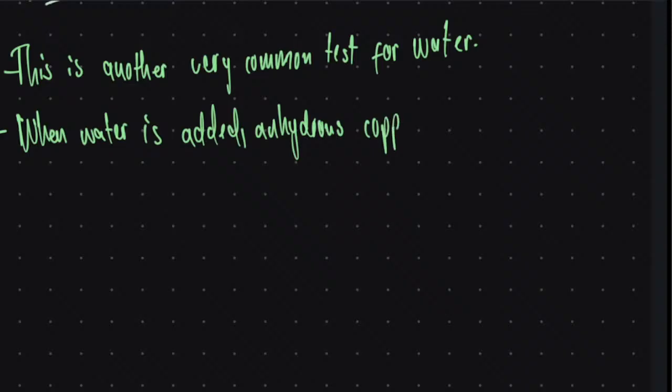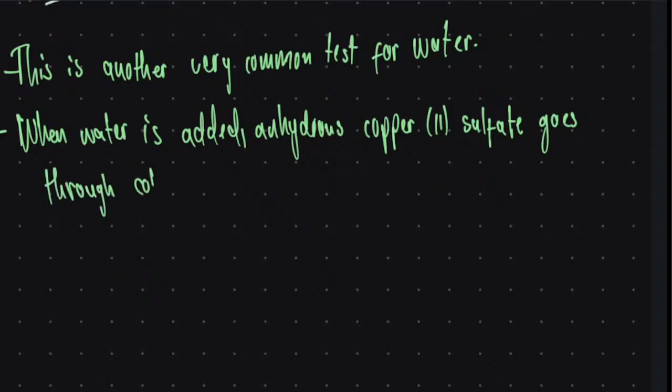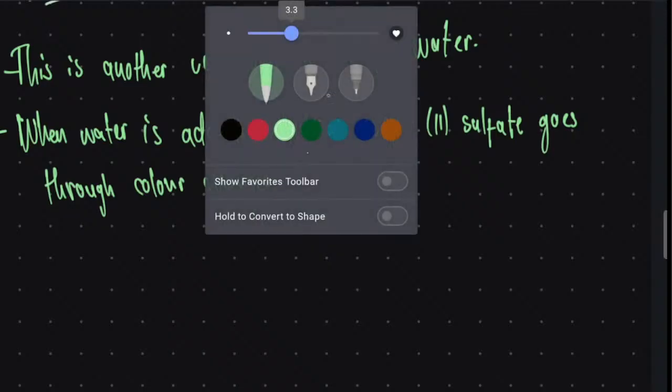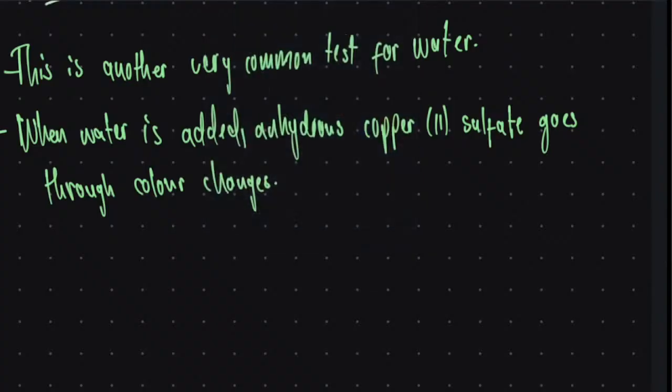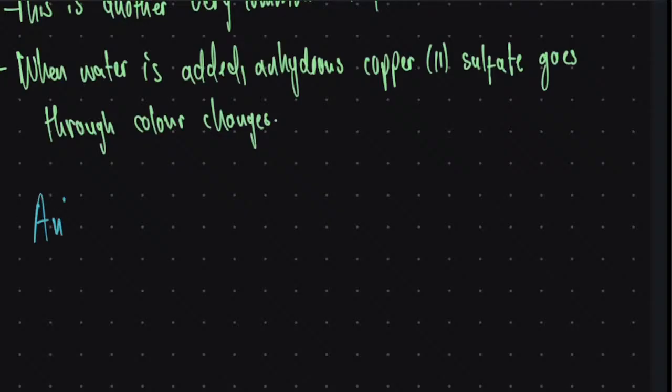Anhydrous copper 2 sulfate goes through color changes. When water is added, anhydrous copper 2 sulfate should go through color changes. When water has been added, it should go through color changes. Okay? What are the color changes? Anhydrous copper 2 sulfate. Okay?